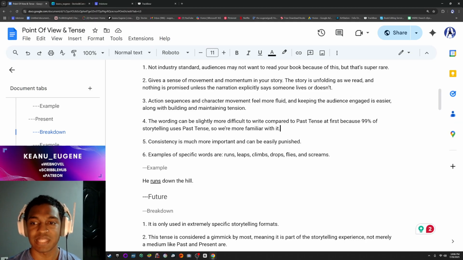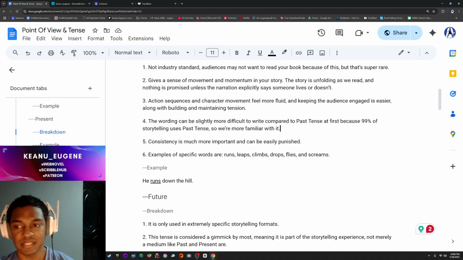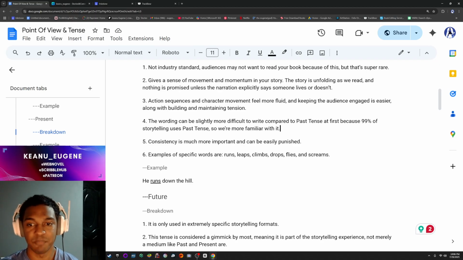The wording can be slightly more difficult to write compared to past tense at first, because most people tell stories in past tense, so we're more familiar with past tense. This is a hurdle you'll have to get over if you're writing present tense. Your brain will sometimes default to past tense, which is fine for short periods of time or if a sequence naturally feels better in that. But generally, you want to stay more in present tense.